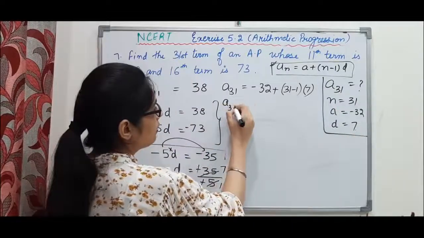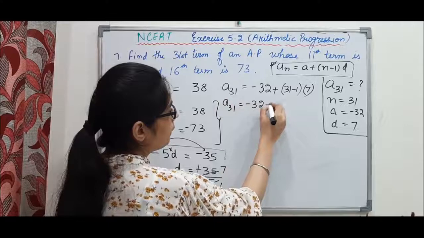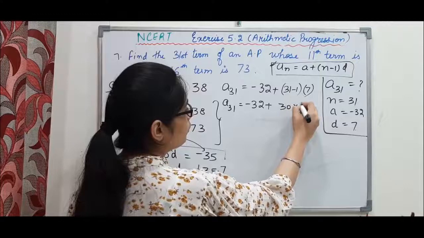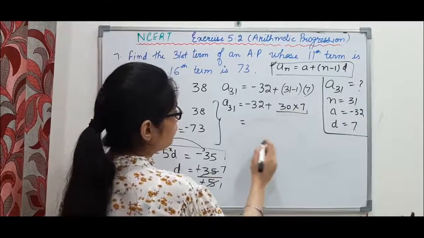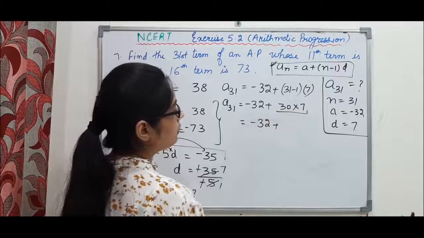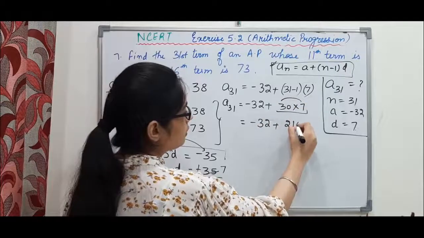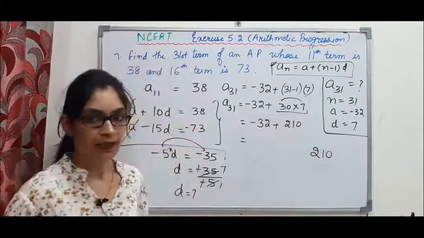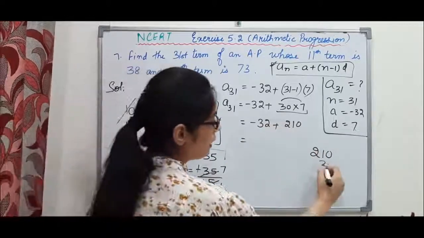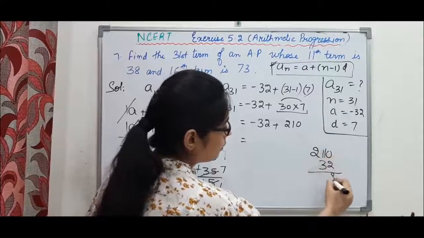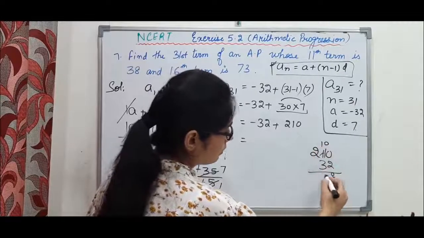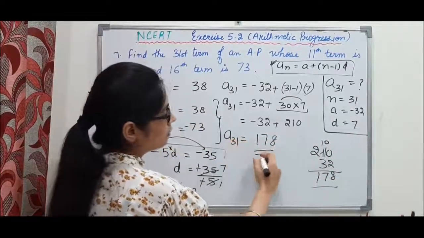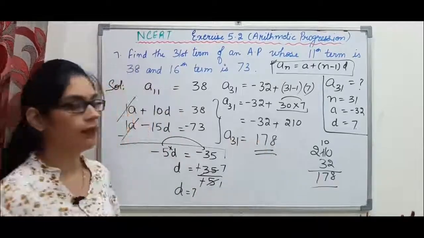So A31 is equal to minus 32 plus 31 minus 1, into 7. First we have to multiply: minus 32 plus 30 into 7, 21, and 0 as it is. So 210 minus 32. Since plus minus is minus, we do 210 minus 32, which is 178. So A31 is equal to plus 178.